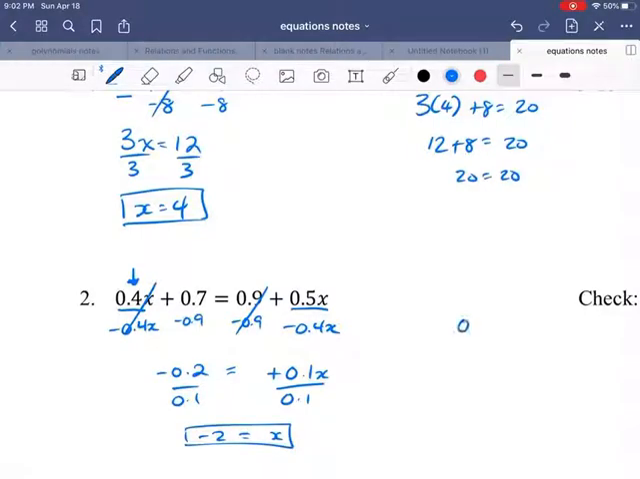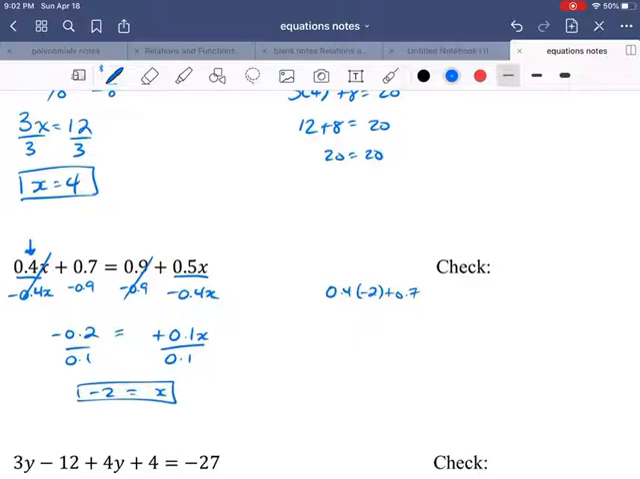And if you do your check for this, 0.4 times negative 2 plus 0.7 is equal to 0.9 plus 0.5 times negative 2. So we end up with negative 0.8 plus 0.7 equaling 0.9 minus 1.0. And you end up with negative 0.1 equaling negative 0.1. So we did it correctly.